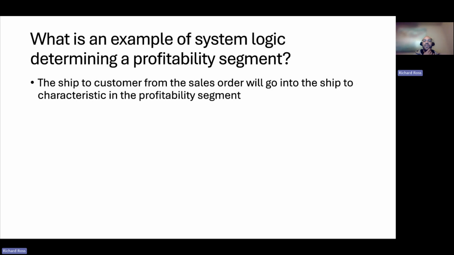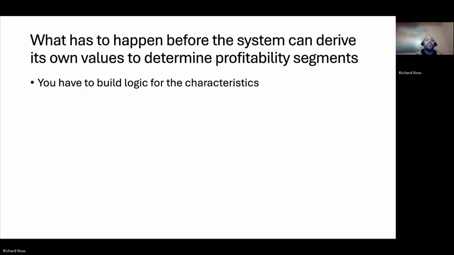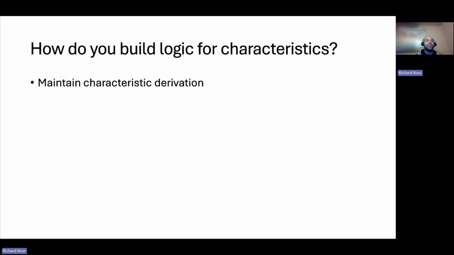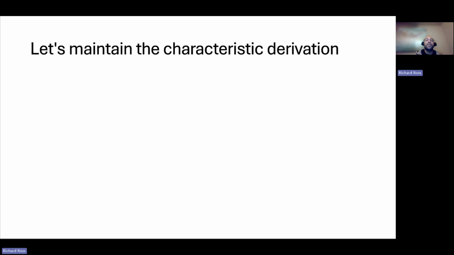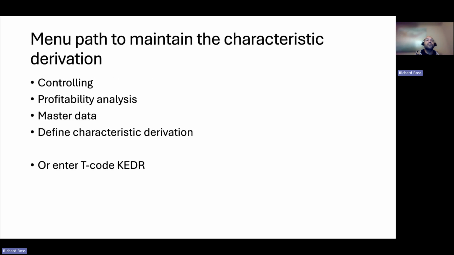What is an example of system logic determining a profitability segment? The ship-to customer from the sales order will go into the ship-to characteristic in the profitability segment. What has to happen before the system can derive its own values to determine profitability segments? You have to build logic for the characteristics. How do you build logic for characteristics? Maintain characteristic derivation. Let's maintain the characteristic derivation.